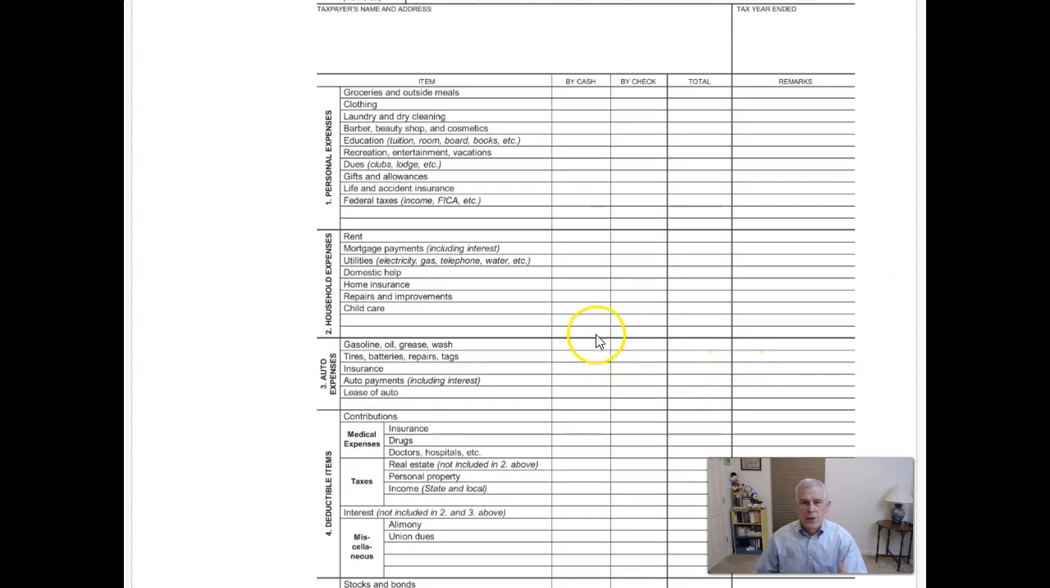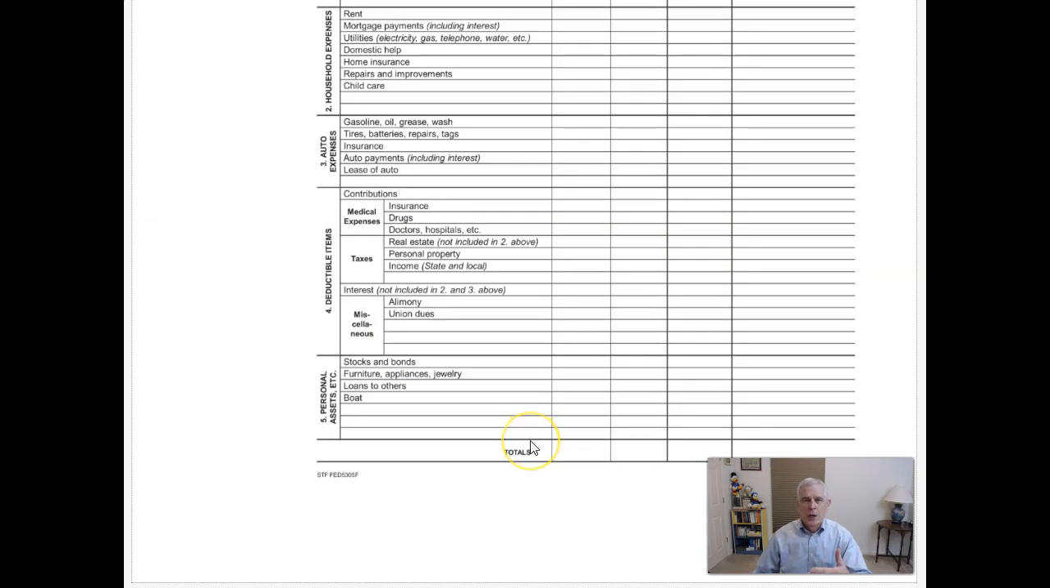The agents use this if they're trying to estimate how much cash outflow that taxpayer has. We're looking at personal expenses, groceries, clothing, and so forth, rent, mortgages, auto expenses, and a lot of things. So it's an organized way for an agent to try to figure out what's the actual cash flow for this person.